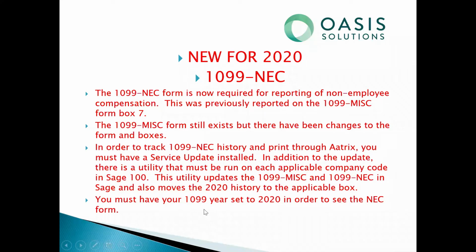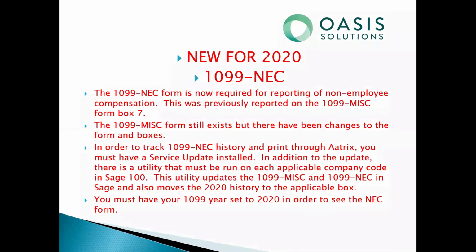And also, and we'll see this in Sage in a little bit, in order to see that NEC form, you do have to have your calendar year set on that screen to 2020, or you will not see that form. So if you're looking at the history for 2019, it's going to look exactly like the details and descriptions of the boxes were in 2019, and you're not even going to see that the NEC form exists. So you're going to have to look at 2020.